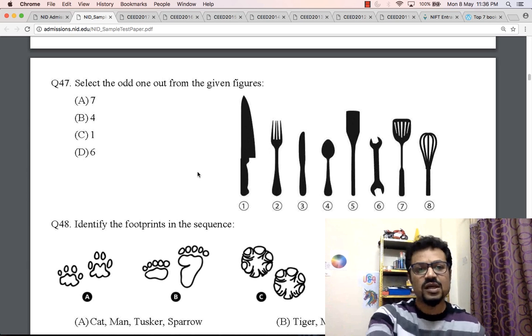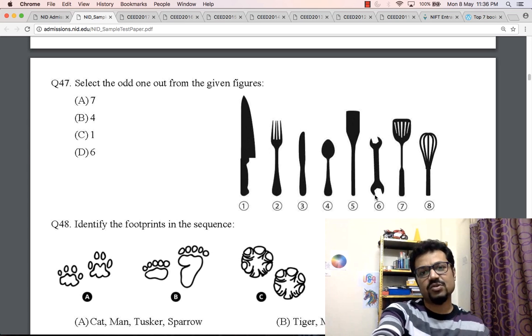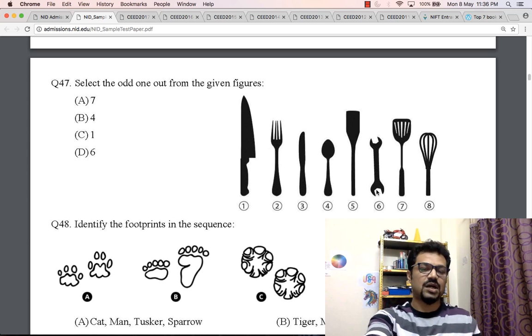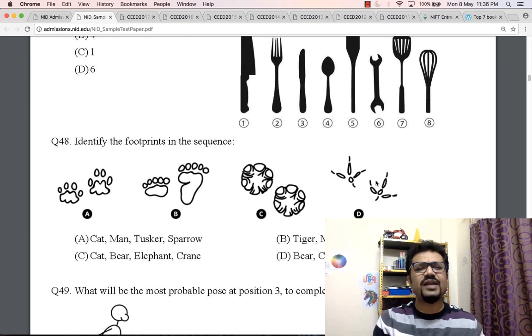Now if you see this particular question, all it is asking is for you to figure out which are kitchen tools versus which are other types of tools. So the sixth one is basically a spanner, which you use in automotive or other kinds of work, and which is generally not used as a kitchen tool. So it's very easy.